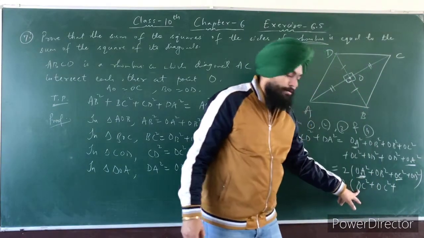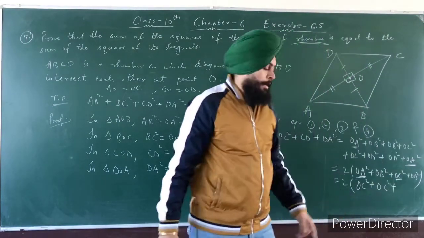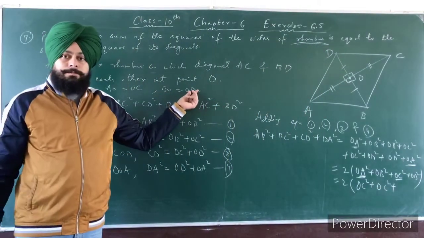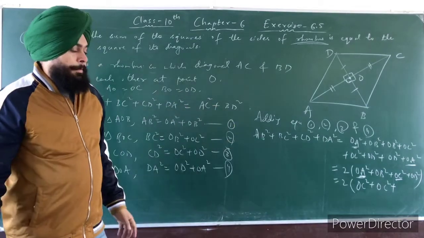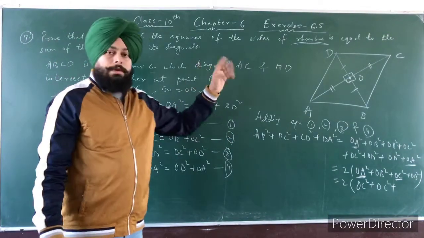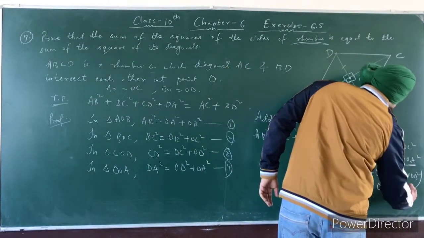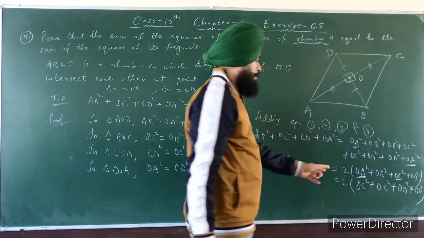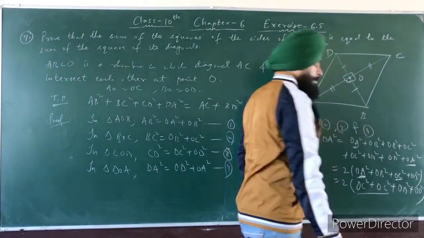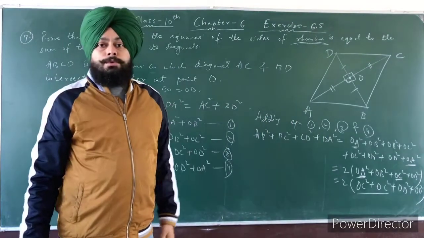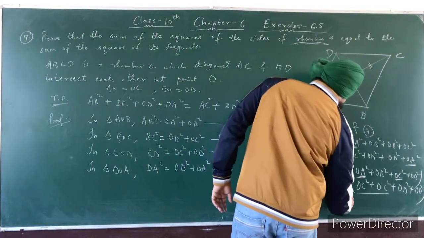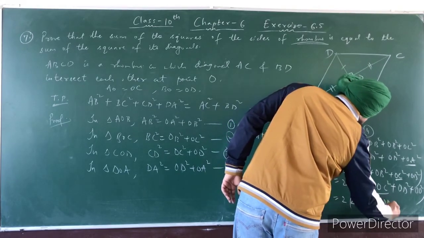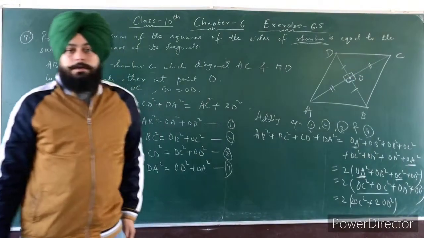Alright. OA square is written as OC square, and OB square is equal to OD square. You can see here BO is equal to OD, so you can write BO or OB as OD. So write here OD square plus the last term is again OD square. So OC square plus OC square is 2 OC square, and OD square plus OD square is again 2 OD square.